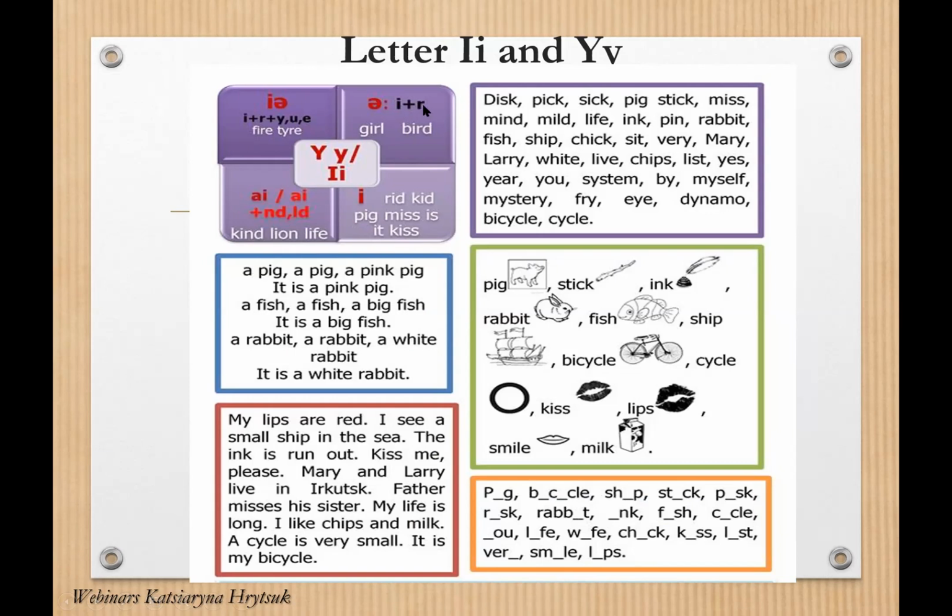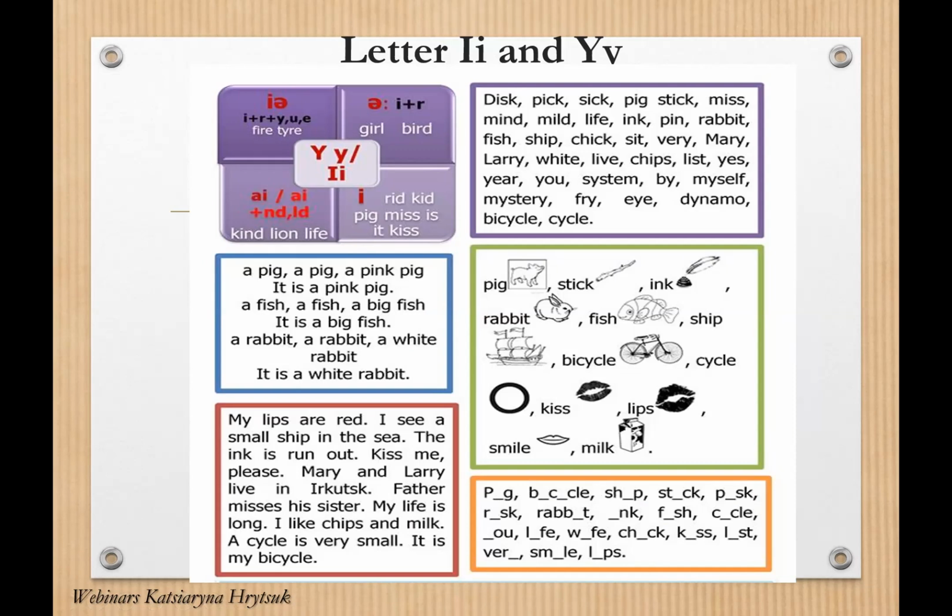I plus R, like bird, very common: bird, girl. Okay, so we say, Sophia, can you help me please to read these red examples? Leaves are red. I see a small ship in the sea. In the sea, make it longer. In the sea.